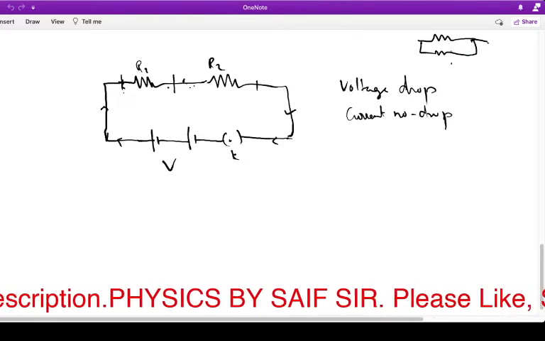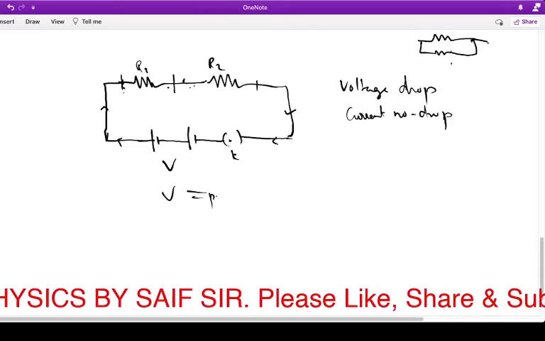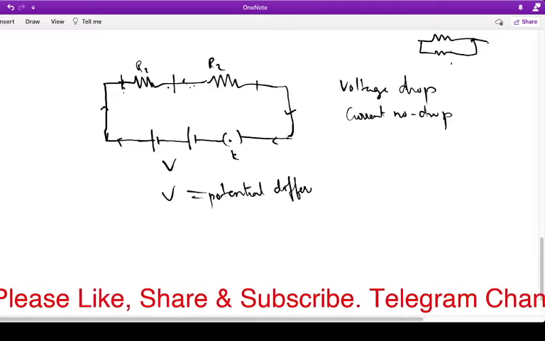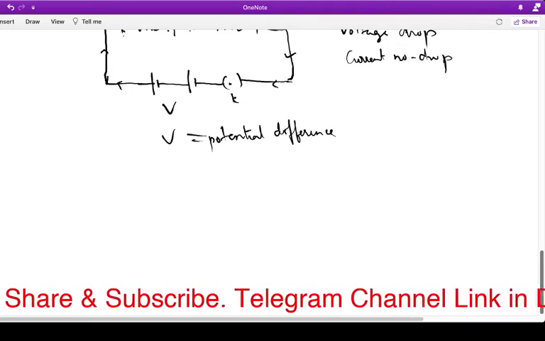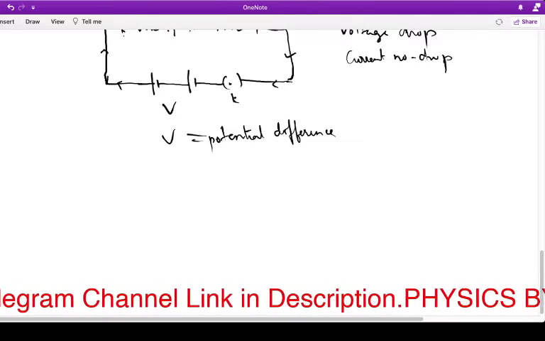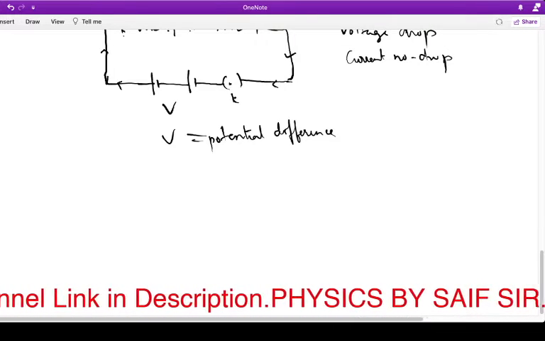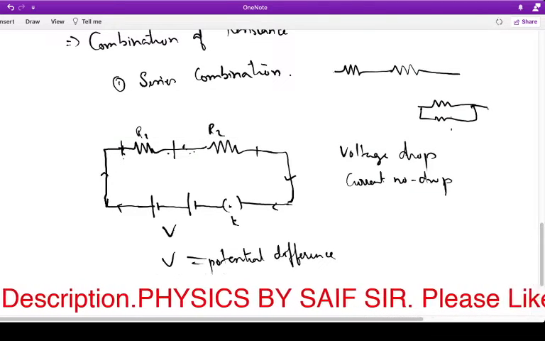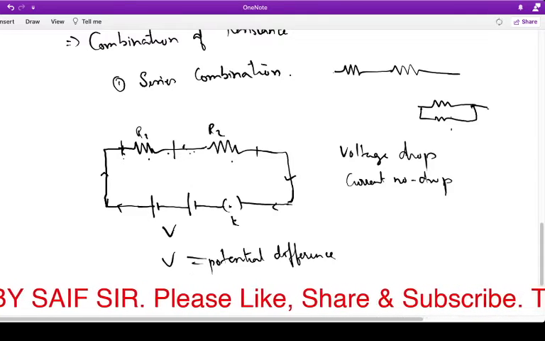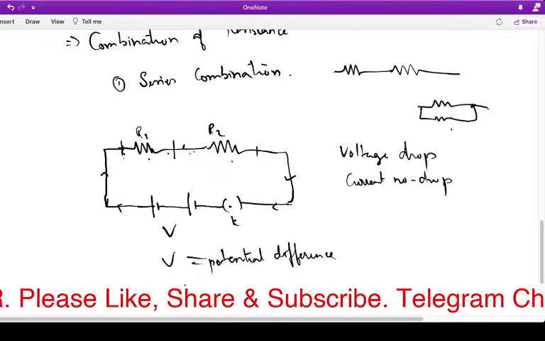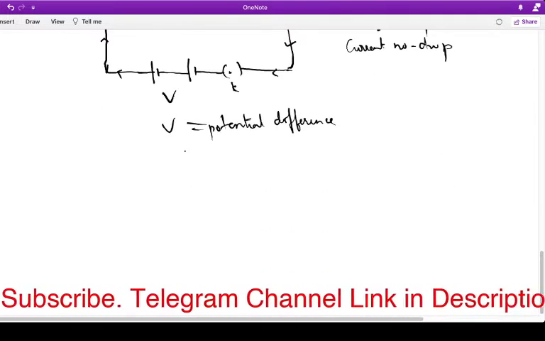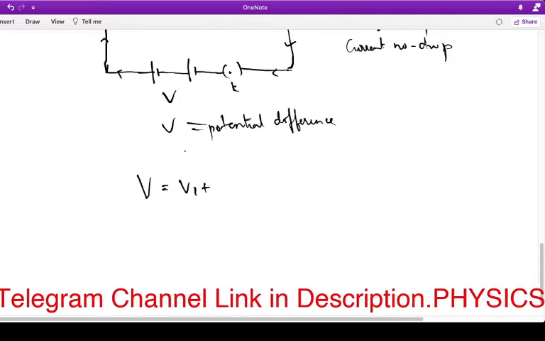Here V is the potential difference. As you can say, there is a voltage drop. So the total V is equal to whatever voltage is dropped in the circuit. Whatever you drop here and whatever you drop here, if you combine both voltages, you get the battery source, the total voltage. So you can write it like this: V equals V1 plus V2.